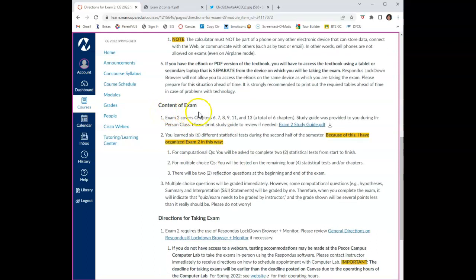Second, I want to review the content of the exam. Exam 2 is not a cumulative final exam. Rather, Exam 2 covers chapters 6, 7, 8, 9, 11, and 13 for a total of 6 chapters. I provided a comprehensive study guide to help you prepare for the exam. Because you learned 6 different statistical tests during the second half of the semester, I decided to organize Exam 2 in a special way.